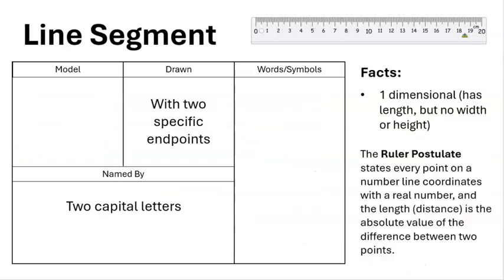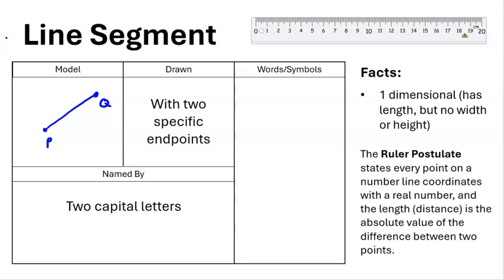And now let's go ahead and jump into line segments. So line segments are still one-dimensional. They only have length, but they do not go on forever. They have 2 specific endpoints. So we could have something like P and Q here.